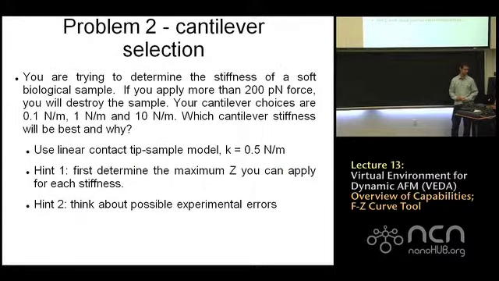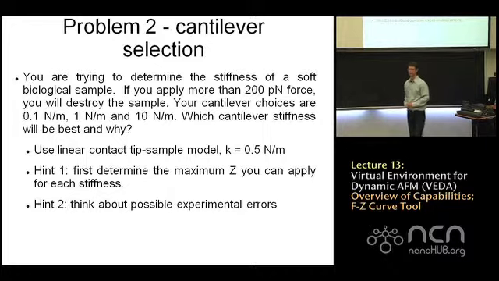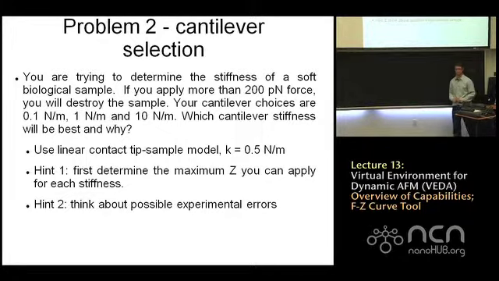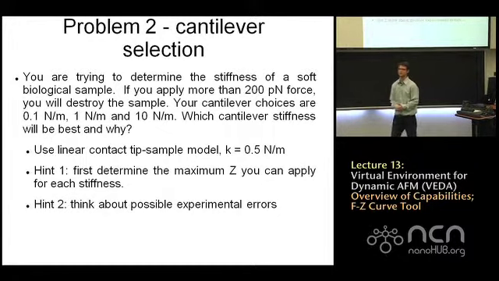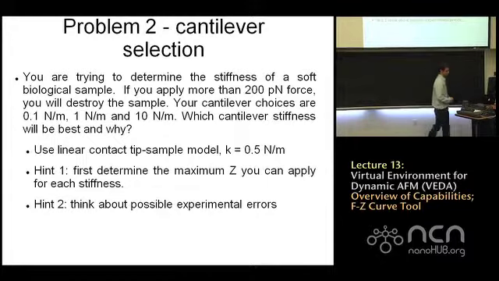Okay, so with that, let's go on to problem number 2, which is cantilever selection. In this problem, we're trying to determine the stiffness of a soft biological sample, such as a virus capsid. We know that if we apply more than 200 piconewtons, which is 0.2 nanonewtons, to the sample, we're going to damage the fragile biological sample. So we don't want to do that. We have three choices of cantilevers: a 0.1 newton per meter cantilever, a 1 newton per meter cantilever, or a 10 newton per meter cantilever. The idea is, which cantilever should we choose to get the best measurement of the stiffness of the sample?